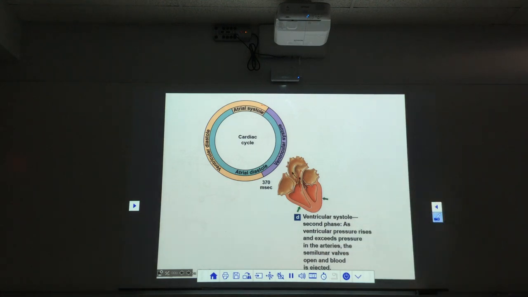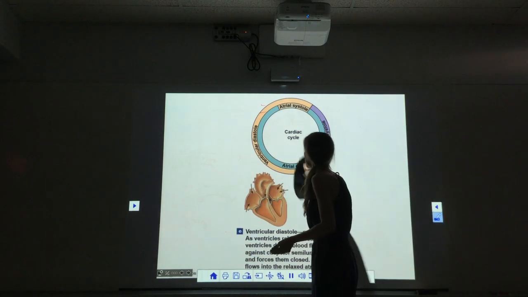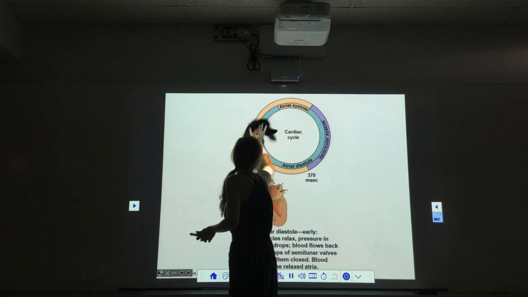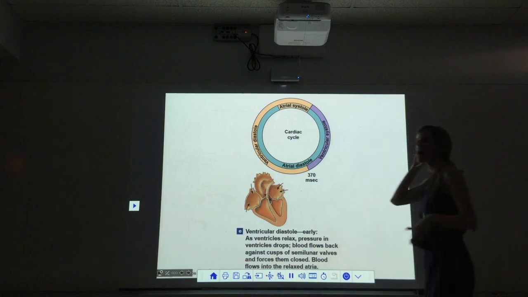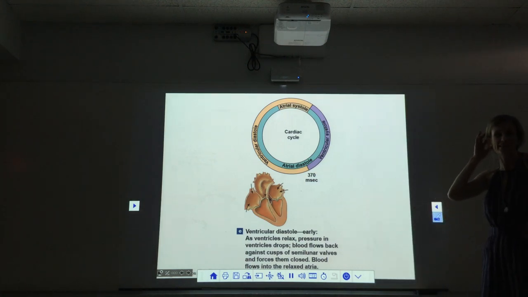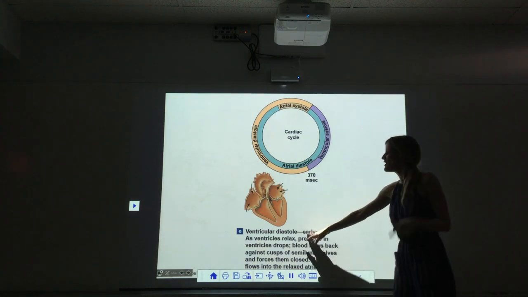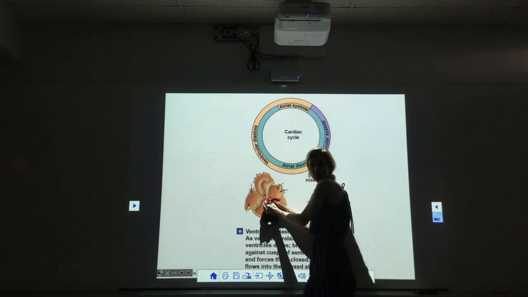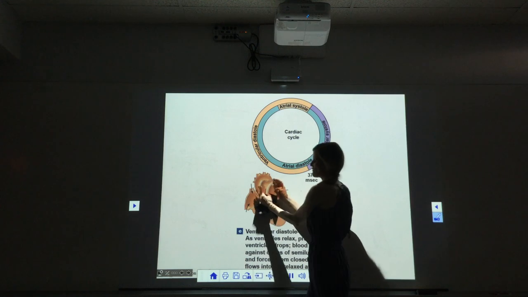So, our ventricles have contracted. What are the ventricles going to do after they contract? They're going to relax. And what do we call that? Ventricular diastole, which also happens in two phases. Both of the ventricular stages happen in two different phases. In the first, or early, phase, as the ventricles start to relax and the pressure drops, the semilunar valve snaps shut.